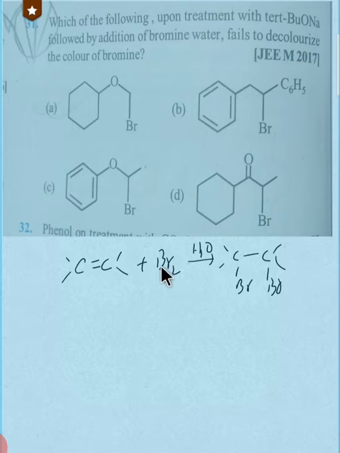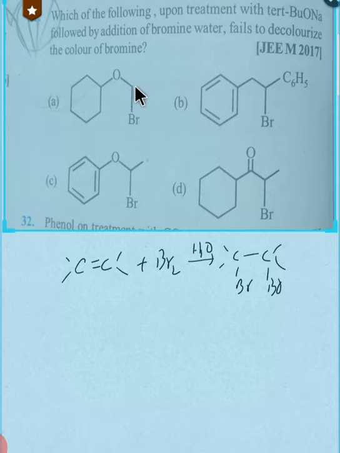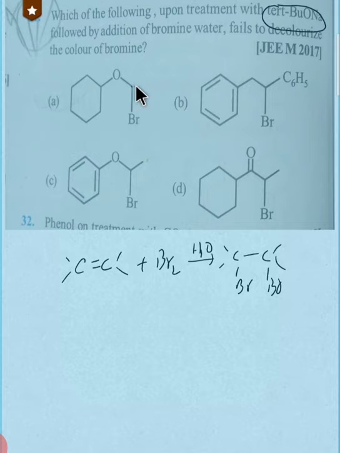So we need to check from the options whether there will be a possibility of forming a double bond or not when reacted with tertiary butoxide, which is a strong base. This is a very strong base. So in this option, there is only one carbon atom, so there is no possibility for forming a double bond in this case after removing this Br.